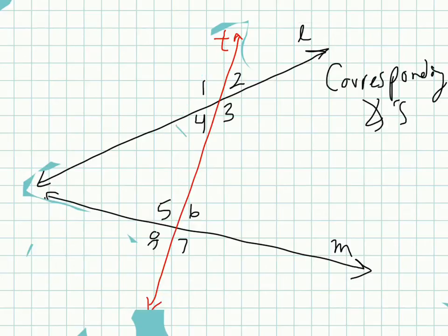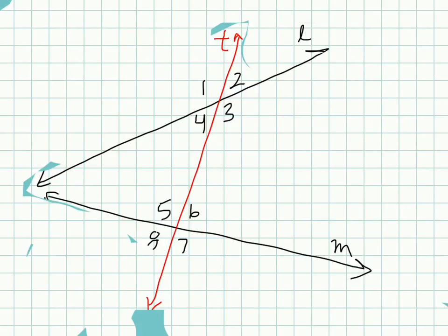Can you guess what angle 4 would be? Angle 4 would be with angle 8. And on the other side, again, you'd have 2 and 6, or you could have 3 and 7. So those are all your corresponding angles. Four sets there.